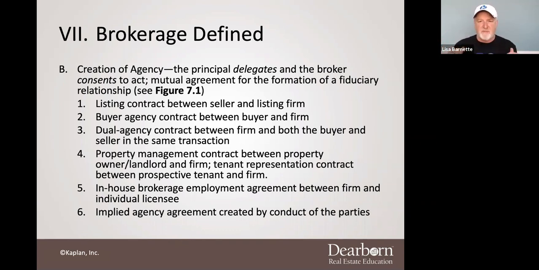I will bring these up every time that we bump into them. Why are we bumping into them right now? We're talking about creation of agency. What you see here are some of the possibilities that exist with agents working with clients.